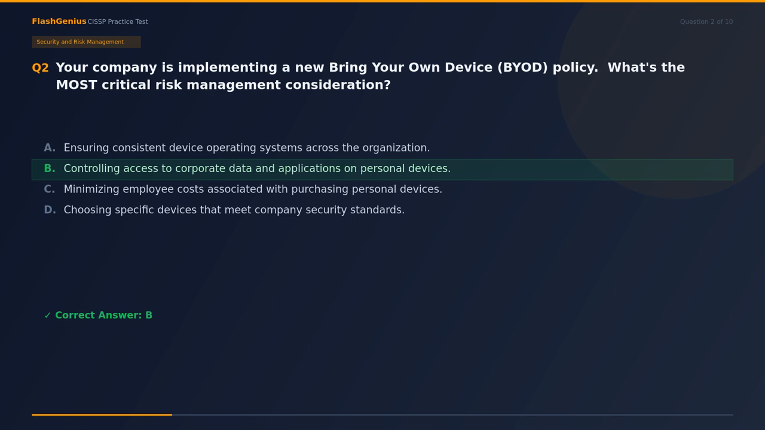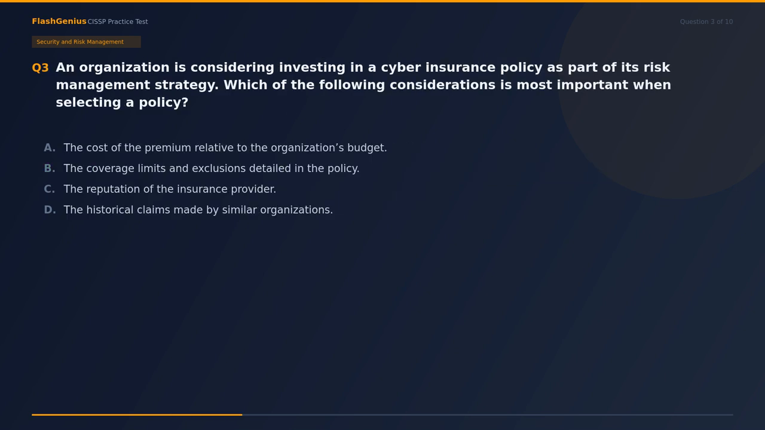Here's why. Data security and access control are paramount in BYOD. The other options are less critical than data protection. Question 3. An organization is considering investing in a cyber insurance policy as part of its risk management strategy. Which of the following considerations is most important when selecting a policy?